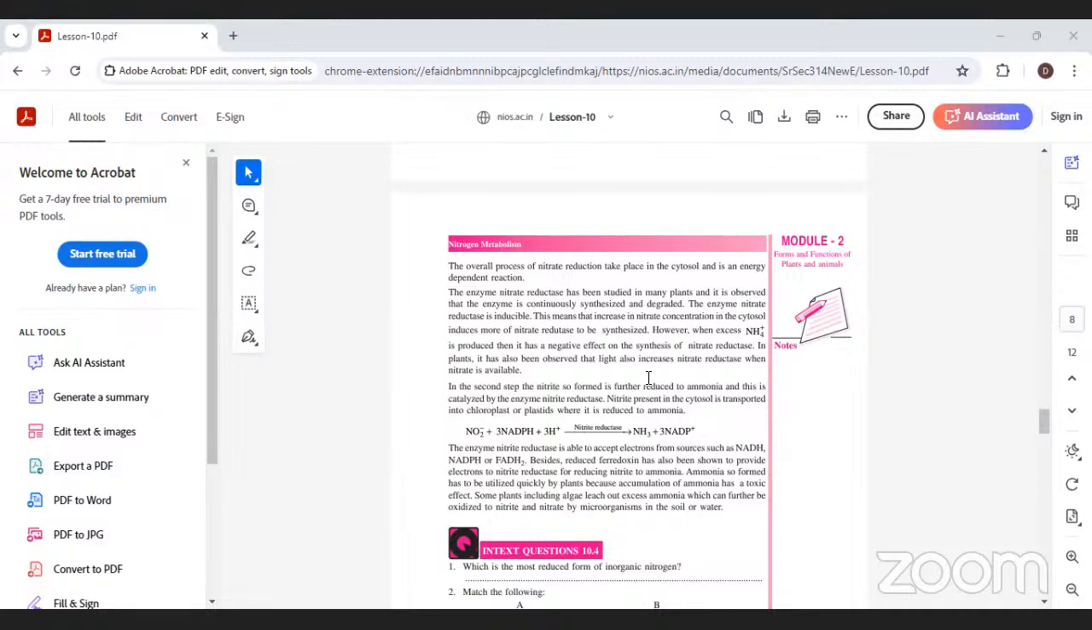In some plants, including algae, excess ammonia can further be oxidized to nitrite and nitrate by microorganisms in the soil or water. This is the total process.